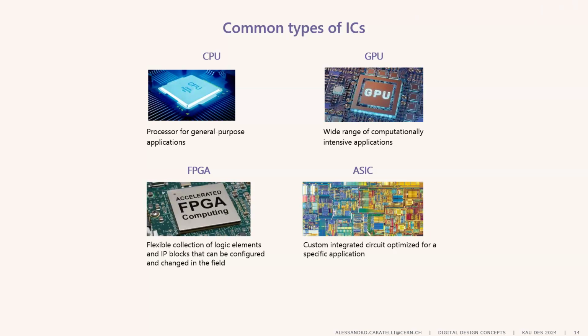The GPU works in the same way. FPGA instead, I will go into more detail in the next slide. And the ASICs are what we call custom integrated circuits. So in this case, they are application-specific integrated circuits: circuits which are designed for targeting one single specific application, trying to optimize everything for that specific application.